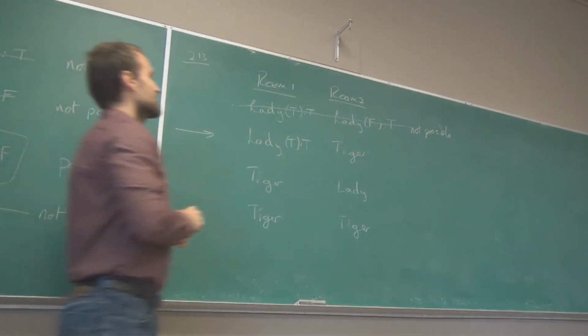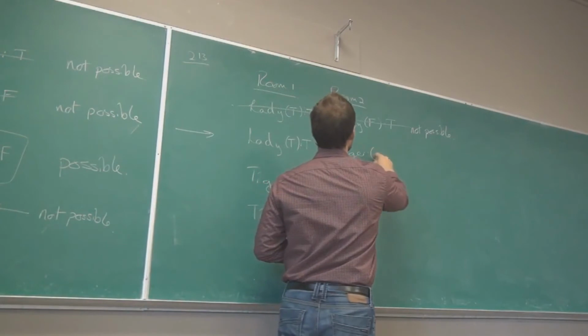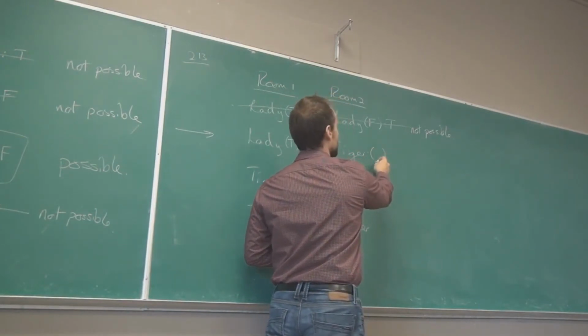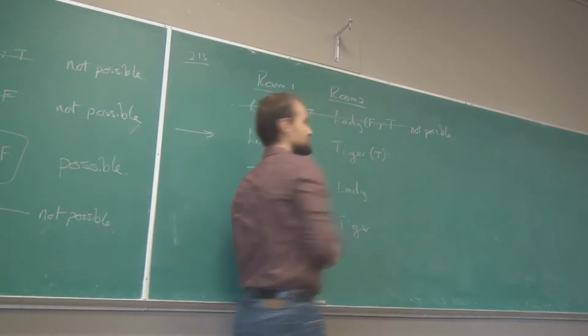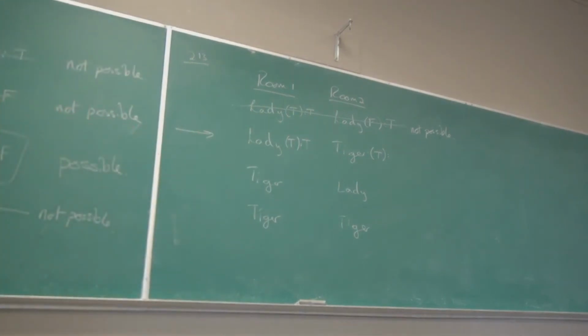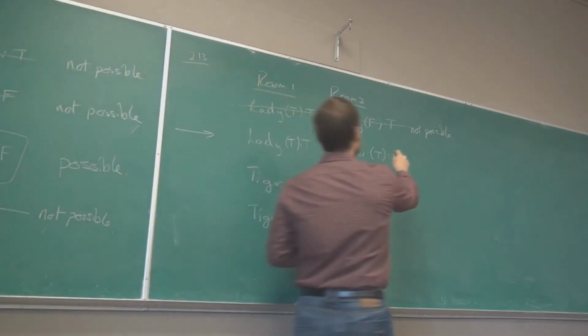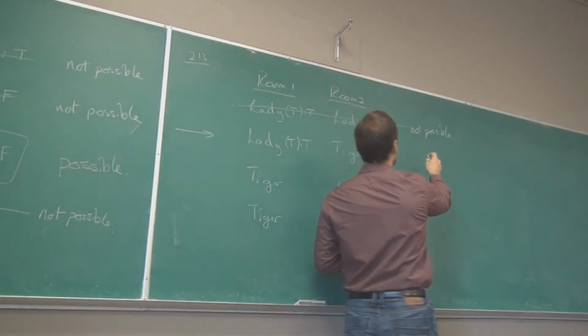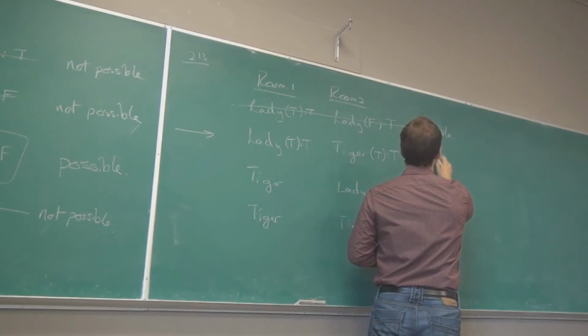If there is a tiger in room 2, what should the sign be? True. What does it say? I can't remember. Reading again. The other room contains a lady. Ooh, that's true as well. Conclusion? Possible. Very possible.